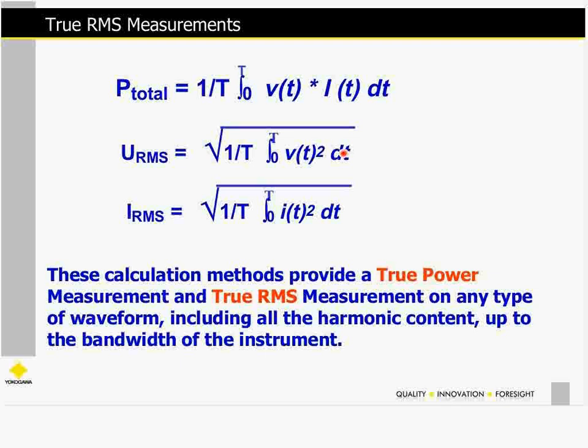So here are our equations again. Power is the instantaneous voltage times the instantaneous current, accumulated and integrated over a time period, just like the RMS values. For the voltage, we look at the instantaneous digitized value, and RMS is the root mean squared, so we take the square root of that to get the RMS value, in the same way with the current. With these methods, we get a true power measurement and a true RMS measurement on any type of waveform. These include all the harmonic content up to the bandwidth of the instrument.